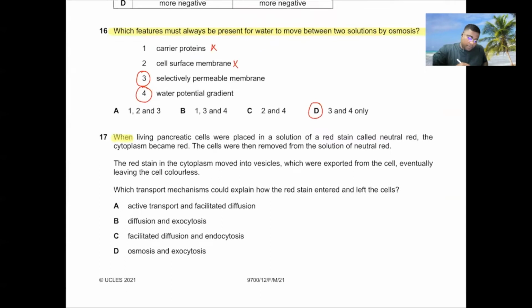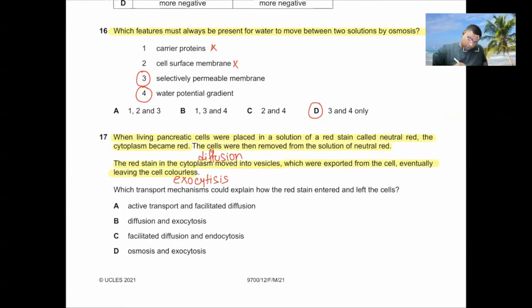17. When living pancreatic cells were placed in solutions of a red stain called neutral red, the cytoplasm became red. The cells were then removed from the solution of neutral red. The red stain in the cytoplasm moved into vesicles. There we can see an example of diffusion, and the vesicles were then exported from the cell, eventually leaving the cell colorless. Now we can see exocytosis, because they were put into vesicles and the vesicle emptied them out.